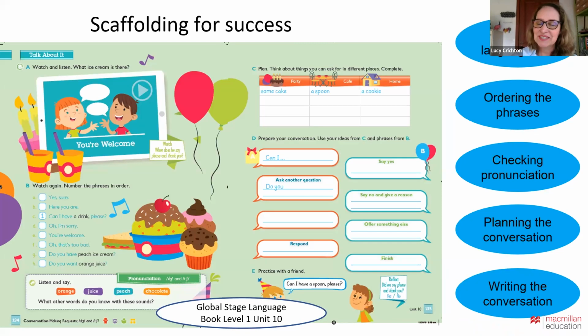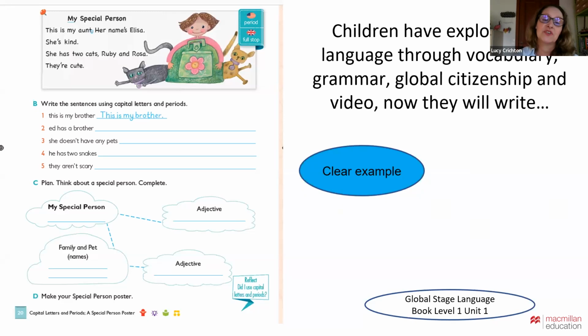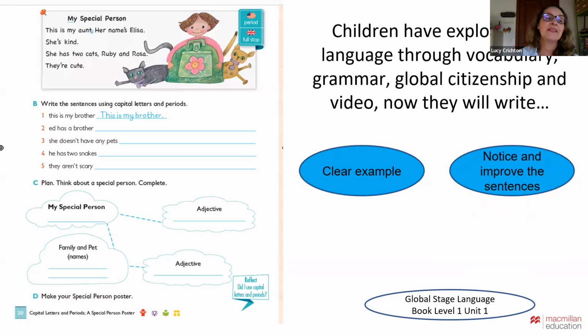Here, children have already looked at the language. They've looked through vocabulary, grammar, global citizenship. They've even watched a video. And now they're going to write about their special person. So you're going to see first a very clear example with an image. You're going to see how they have to notice and improve the sentences. So here they're looking at first capital letters and full stops. So they have to pay attention to that. Their attention is going to be drawn to that.